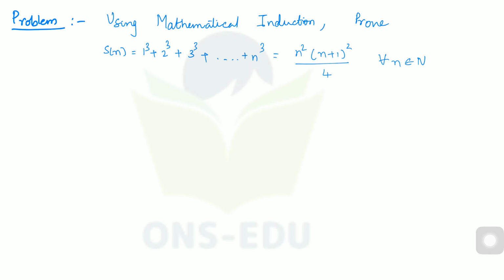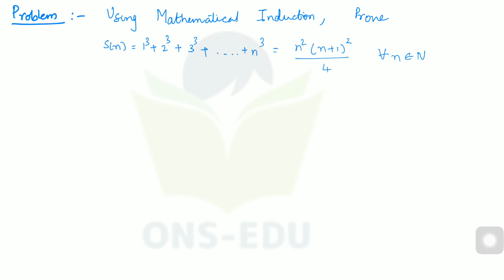Hello students, now let us look into this problem. Using mathematical induction, prove that the sum of cubes of the first n natural numbers equals n square into n plus 1 whole square by 4. So now let us see how we prove this using mathematical induction. Now let's go into the solution.